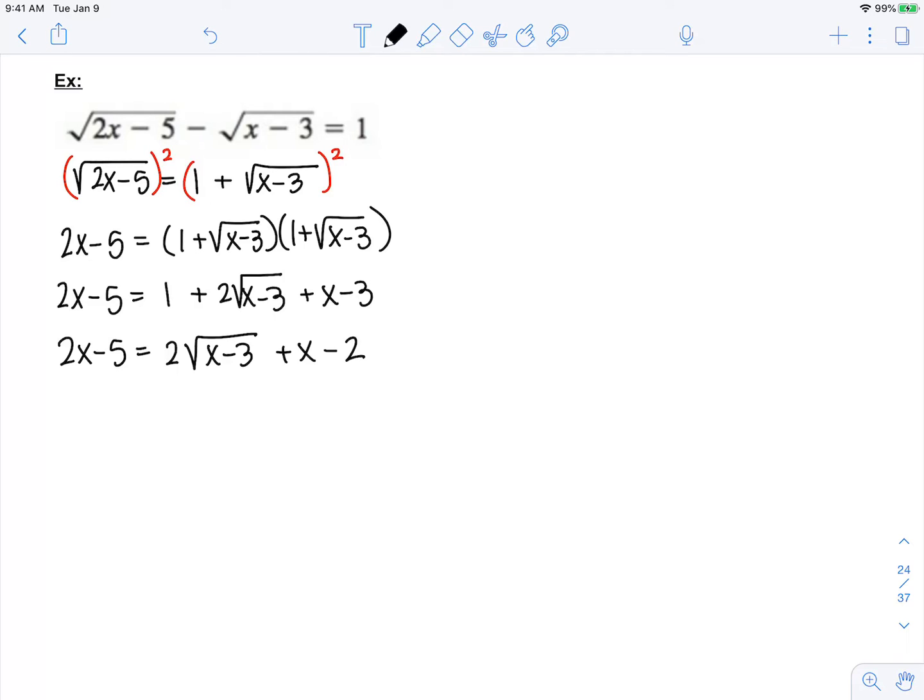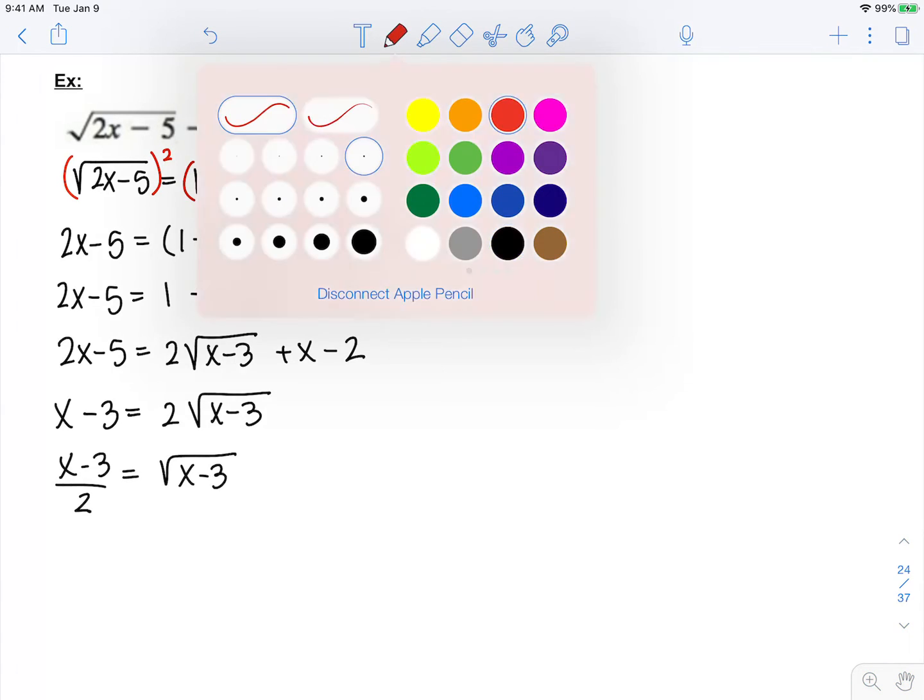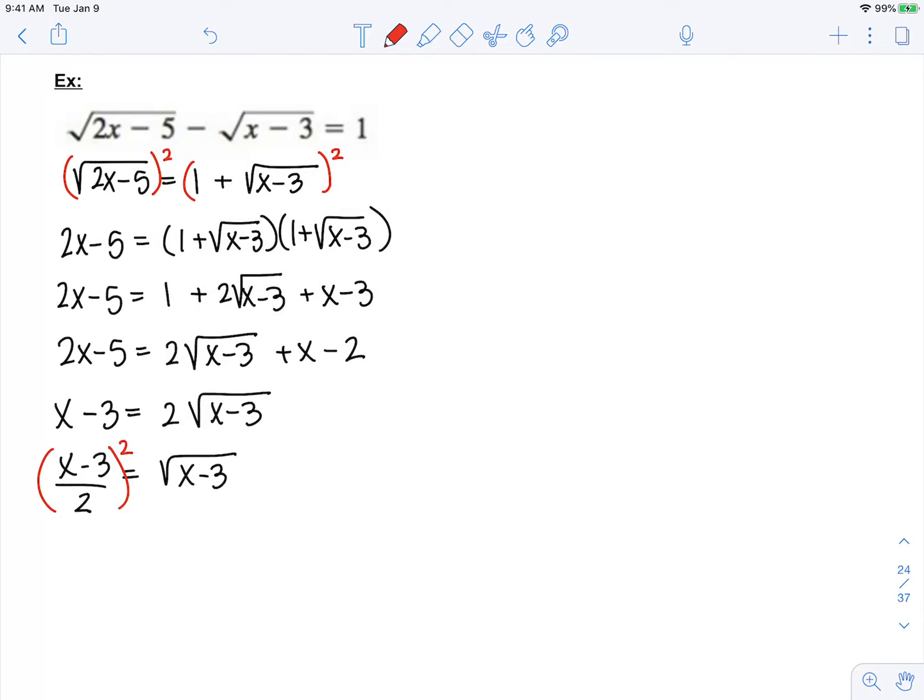Now what I can do is isolate this square root. So I am going to add 2 and subtract x. So I'll have x minus 3 equals 2 square root of x minus 3. And then to isolate that square root, I could divide by 2, and I'll have x minus 3 over 2 equals square root of x minus 3. Now I can square both sides.